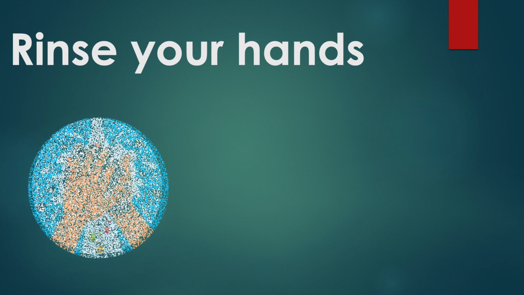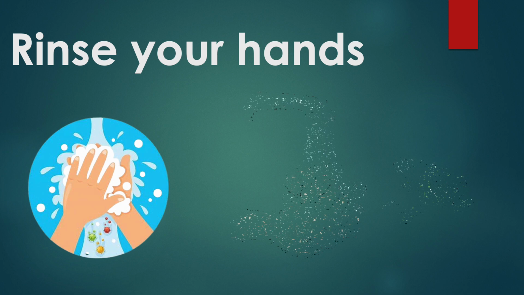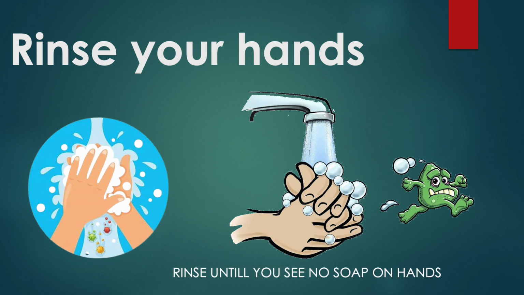Rinse your hands together under the running regulated water. Start from the tip of each and every hand's nails, going down up until the wrist. Do the same on the other hand. This is to make sure that you get rid of the soap and the microbes.